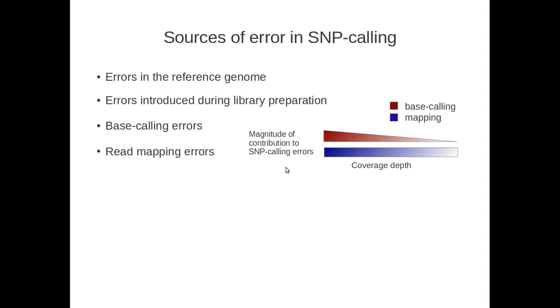The read mapping errors, however, are constant across coverage depth, because the read mappers are simply aligning the reads, and there are a lot of reasons why they would align them incorrectly, which could lead to spurious SNPs. That's independent of the coverage depth. So in high coverage data, the problems are mostly going to be due to read mapping errors, not base calling errors, whereas at low coverage, both are contributing to the error.